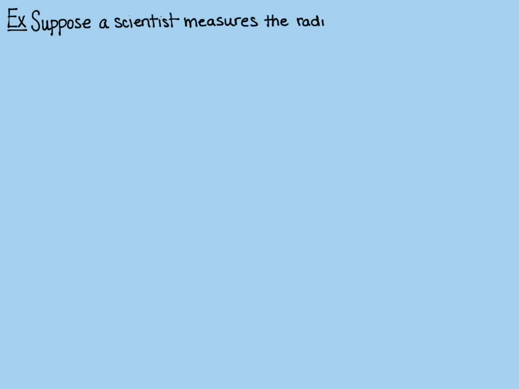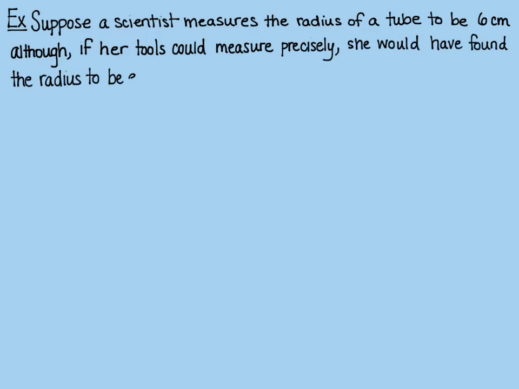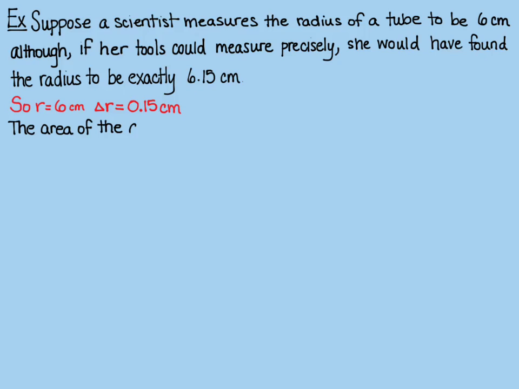So suppose a scientist is measuring the radius of a tube and the measurement comes out to be 6 centimeters. However, she knows that her tools don't measure precisely. If she did measure precisely, she would have found the radius was going to be exactly 6.15 centimeters. So, r equals 6 centimeters and delta r equals 0.15 centimeters. The area of the circular opening is given by pi r squared, and so we can easily compute the area when the radius is 6.